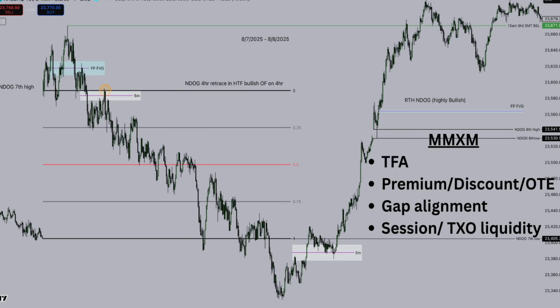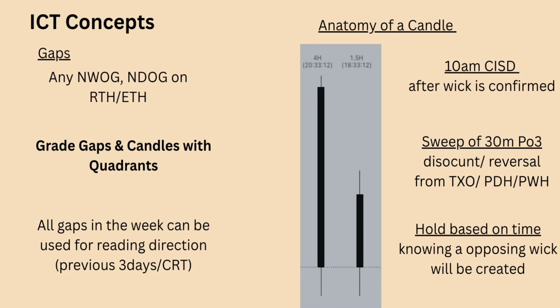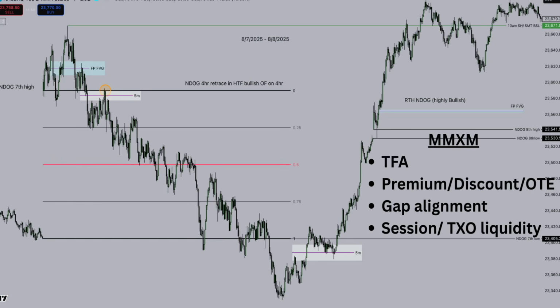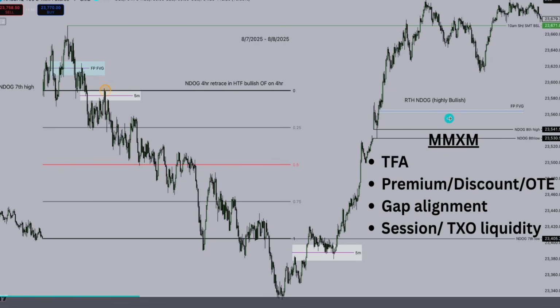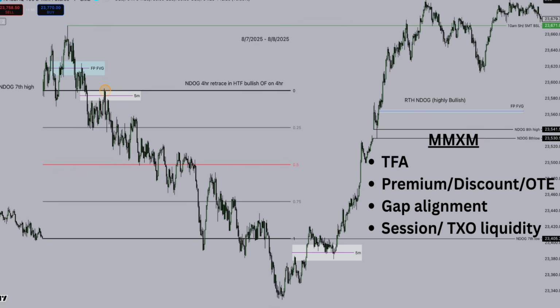But yes, so 90-minute charts, we talked about the fractal correlations between the 5 minute and the 1 minute, and so that is such an important thing. The anatomy of a candle literally is what makes or breaks your trade, if it's a high time frame safe trade or not. In this are the market maker concepts, just to write them down: time frame alignment, premium and discount OTE, gap alignment, and then session and true open liquidity.